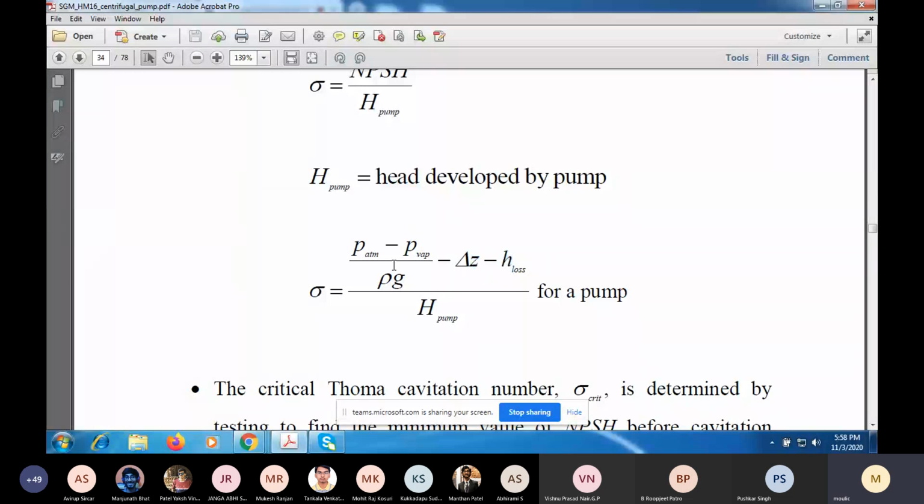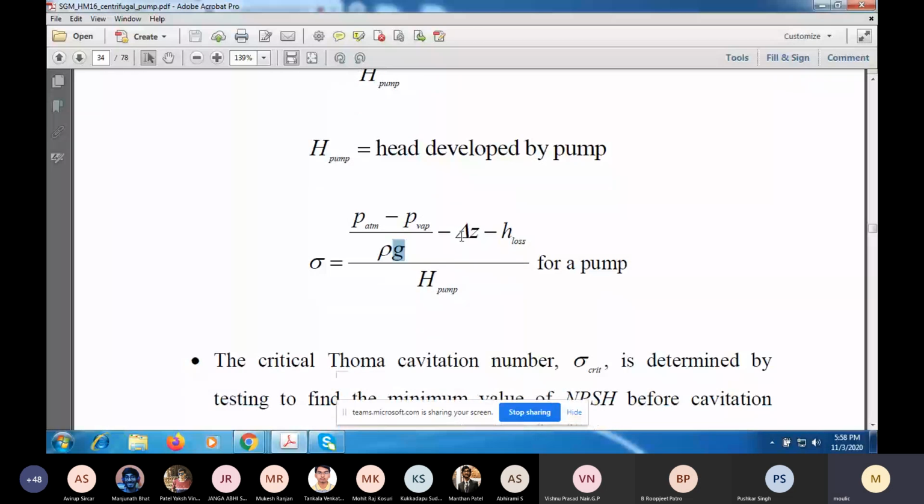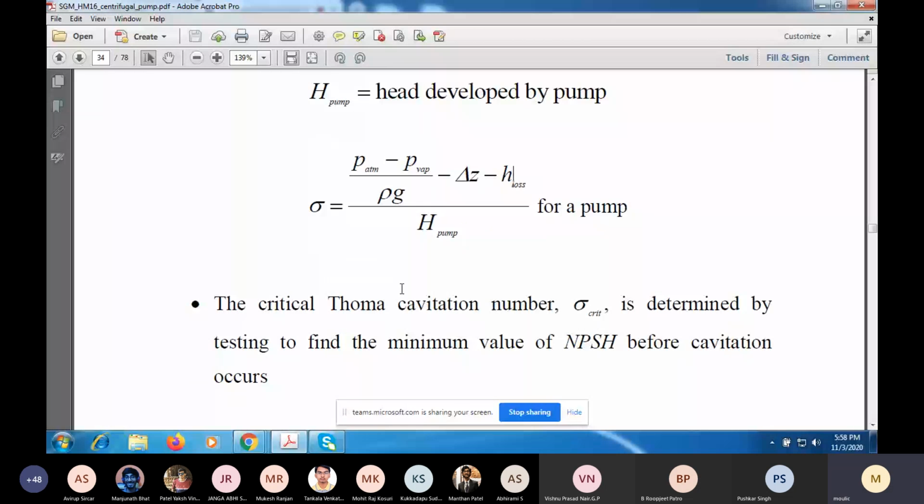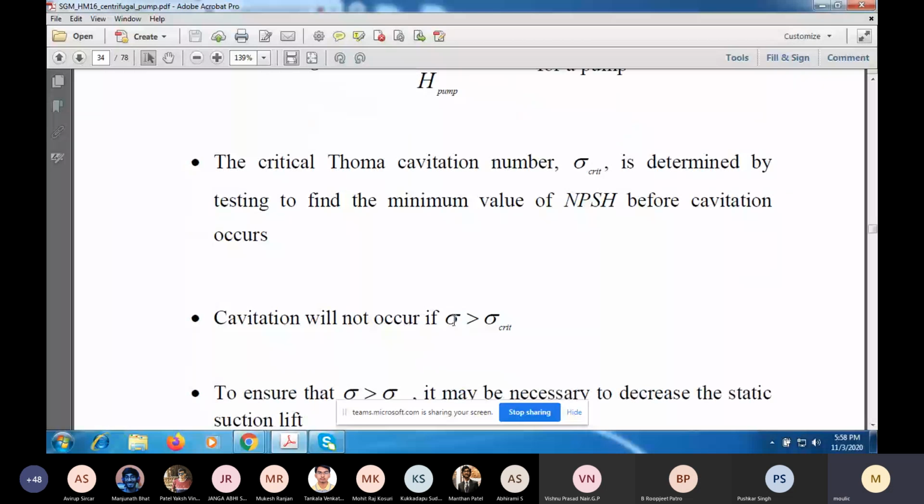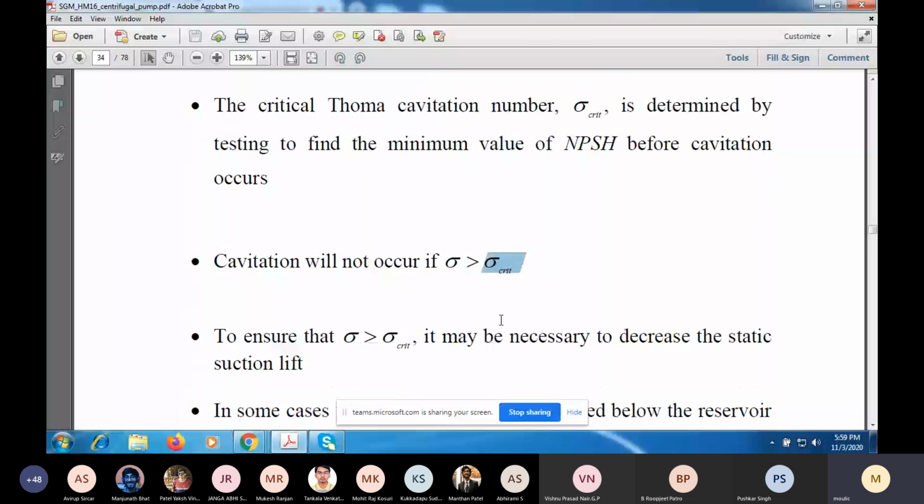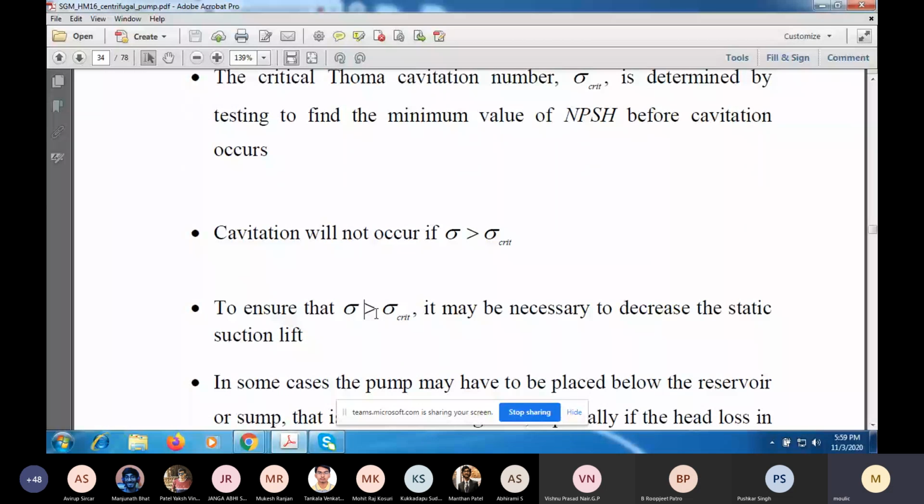Okay, so this quantity must be a positive quantity here, and from that we can subtract delta Z and head loss. Okay, so there is a critical value of this Thoma cavitation parameter at which cavitation will start to occur. So if sigma is larger than sigma critical, then there will be no cavitation. Cavitation will not occur. Okay, so you have to ensure that sigma is greater than sigma critical.